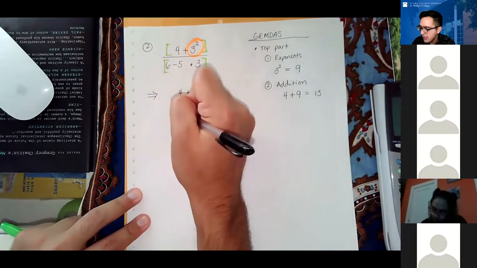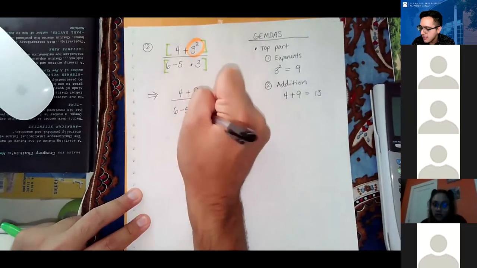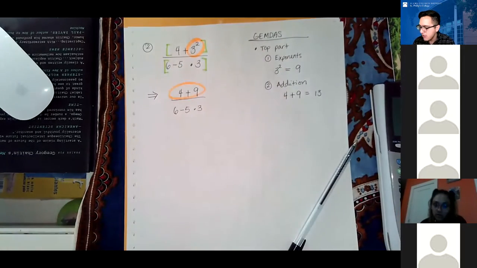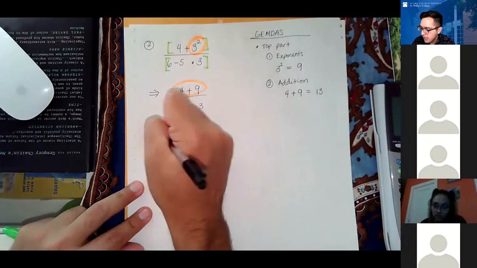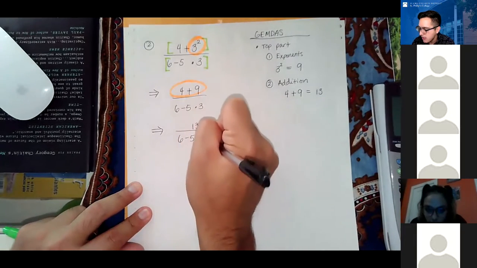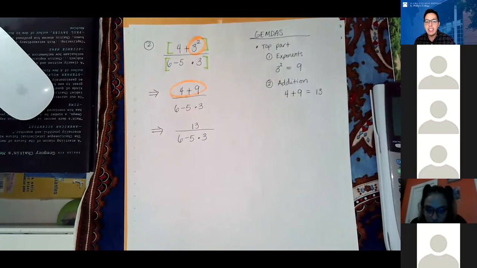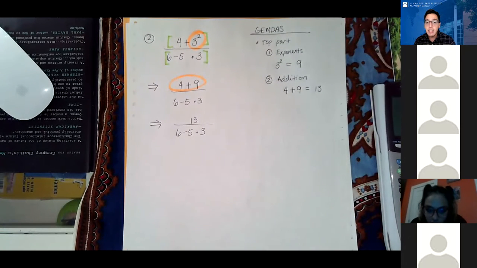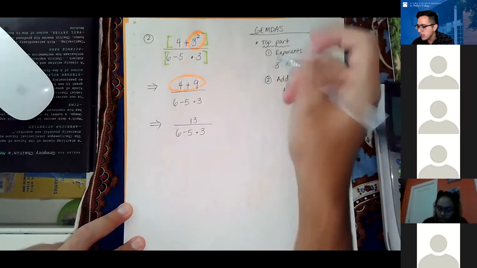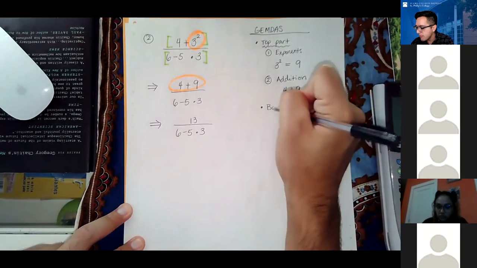I'm going to leave everything on the bottom as it is. And then we can take care of the addition on top and turn that into 13 over 6 minus 5 times 3. And so this is just a way to keep us in order. It's a lot of writing for sure, but if you start hopping around on the top and bottom and you're not sure what you're doing, you're going to lose track of the order of operations that's correct, and you may make a mistake. Okay, so we've taken care of the top part of our fraction. Now we need to take care of the bottom part.